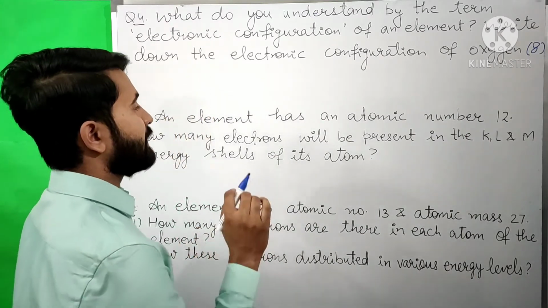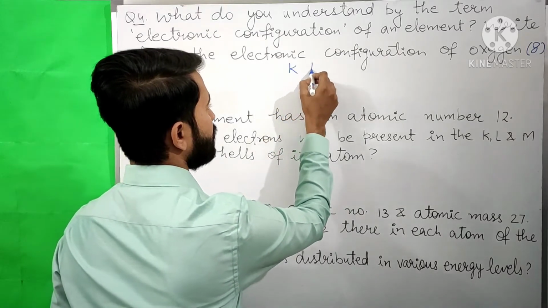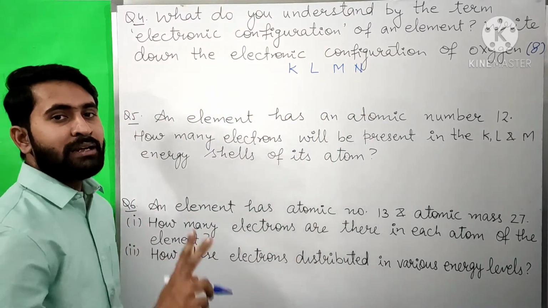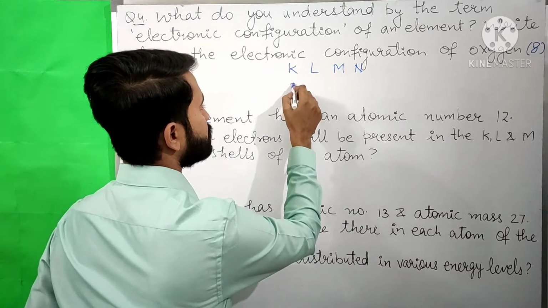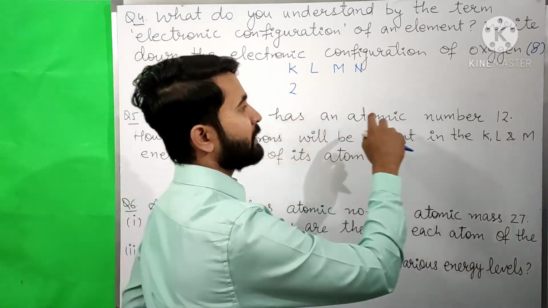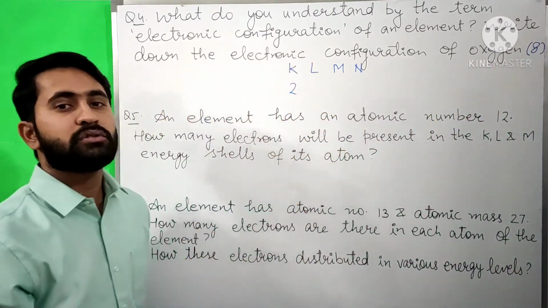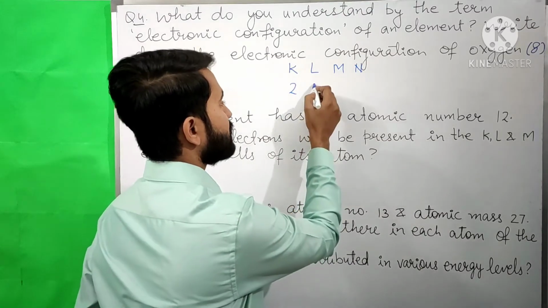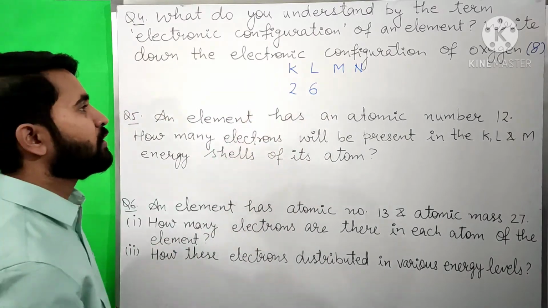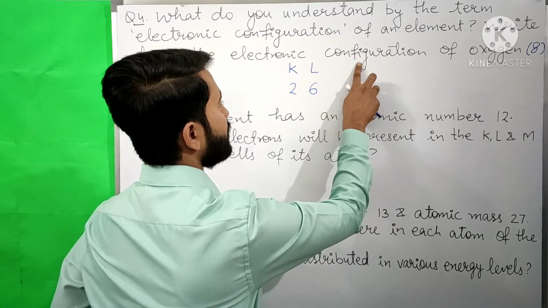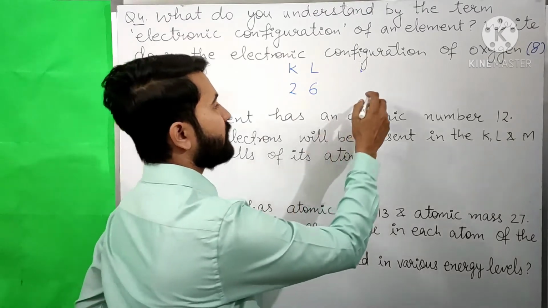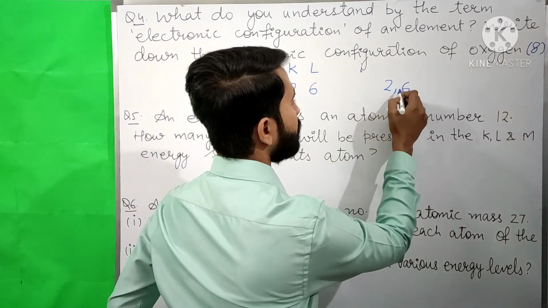Now we will write the electronic configuration: K shell, L shell, M shell, then N shell. So the K shell can have maximum 2 electrons. So first of all, 2 electrons will be filled in K shell. Now how many are remaining? 8 minus 2. So 6 electrons are remaining. So 6 electrons will be accommodated in the L shell. So the electronic configuration of oxygen will be 2 electrons in the K shell and 6 electrons in the L shell, or we can also write it as 2, 6.